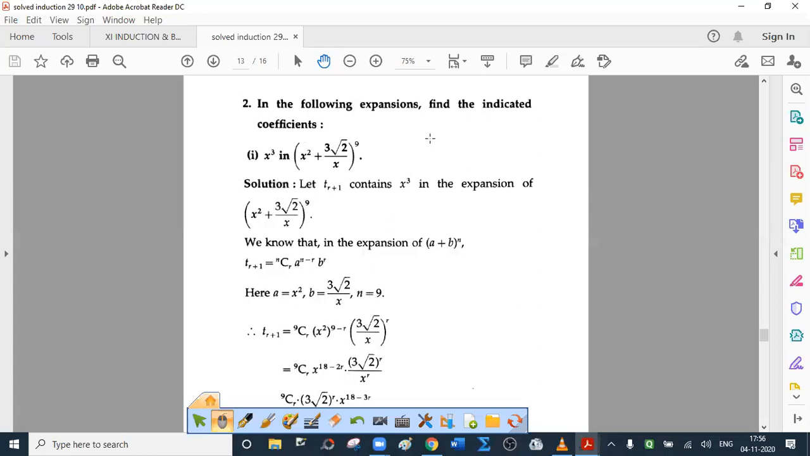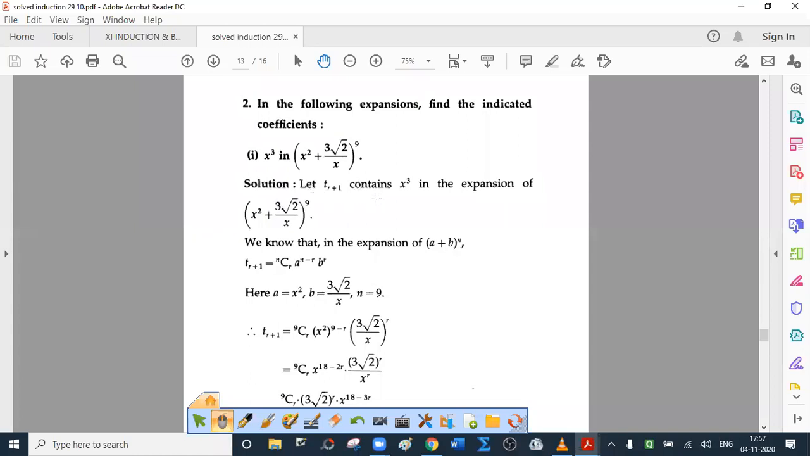Second, in the following expansions, find the indicated coefficients. First one, we are just asked to find the coefficient of x³ in the expansion of (x² + 3√2/x)⁹. See, we do not know whether the first, second or tenth term is in x³. So the first method is to obtain all the 10 terms and consider the term in x³, but there is no point in finding all the 10 terms. So what should be done?